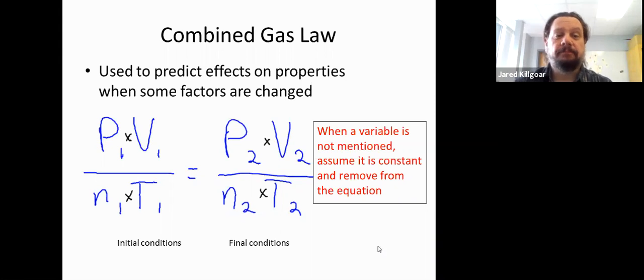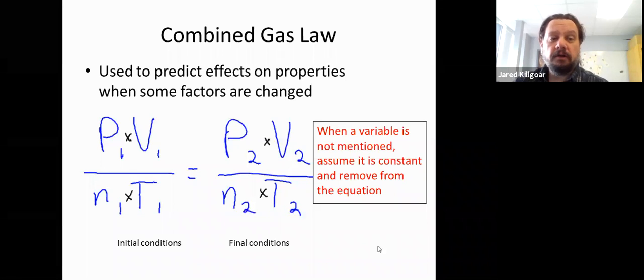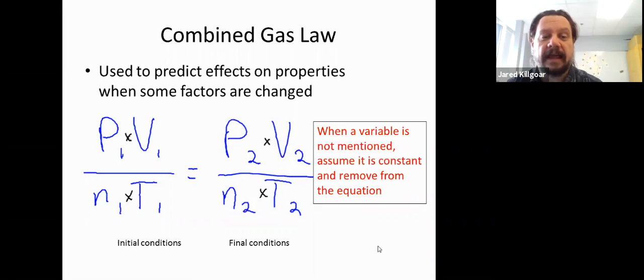So it's P1 V1 over N1 T1 equals P2 V2 over N2 T2, where P is pressure, V is volume, N is moles, and T is temperature Kelvin. Has to be temperature Kelvin. And the ones are your initial or starting conditions, and your twos are your final or ending conditions.